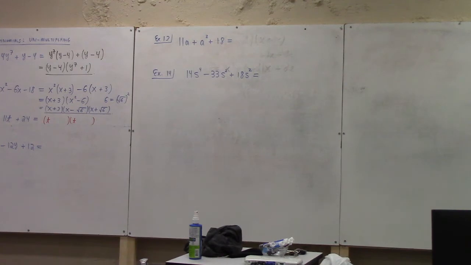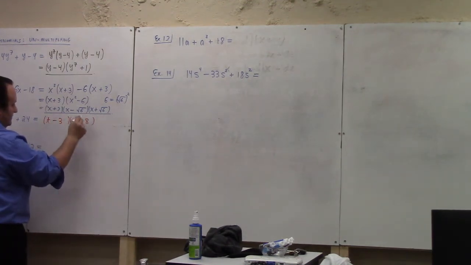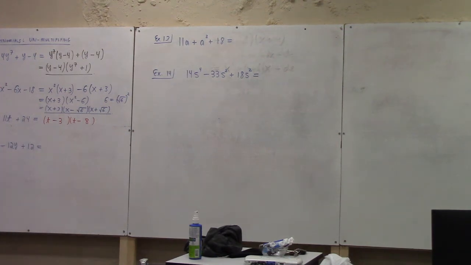Oh, but 8 and 3, right? 8 and 3 are good. 8 times 3 is 24. But we got this minus, right? So we need what? t minus 3, t minus 8. Yeah. So I hope you got that. Everybody get t minus 3 times t minus 8?